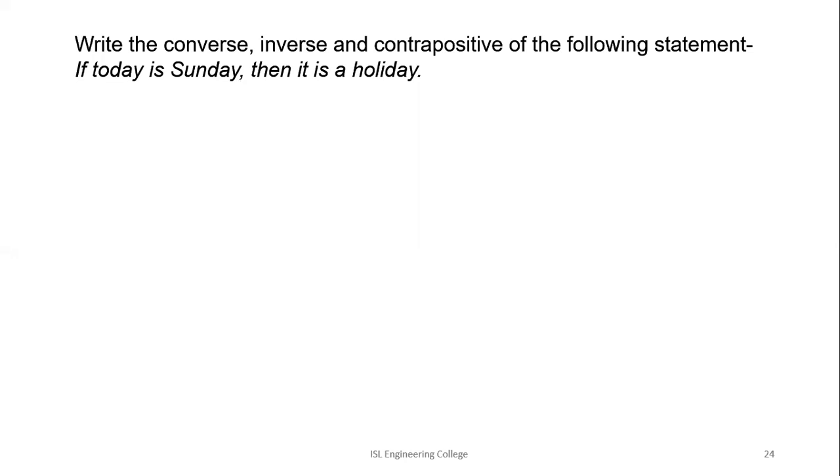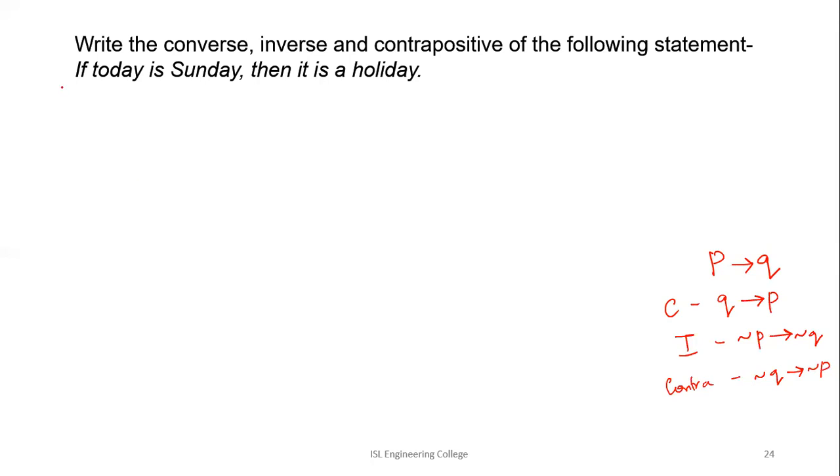Let's continue. Over here we have: write the converse, inverse and contrapositive of the following statement. The statement is, if today is Sunday, then it is a holiday. If you remember, if the conditional is P implies Q, then the converse will be Q implies P, inverse will be negation P implies negation Q, and contrapositive will be negation Q implies negation P. Now we have to identify what is P and what is Q.